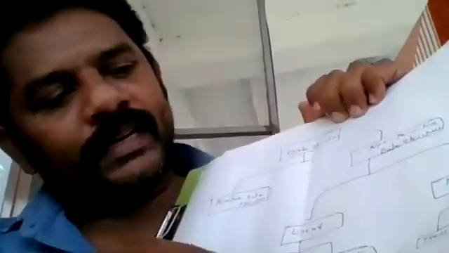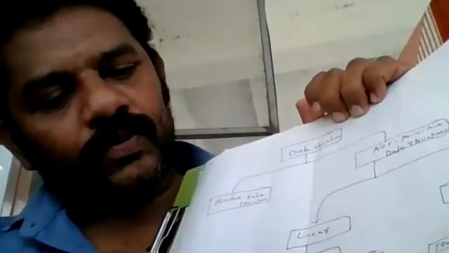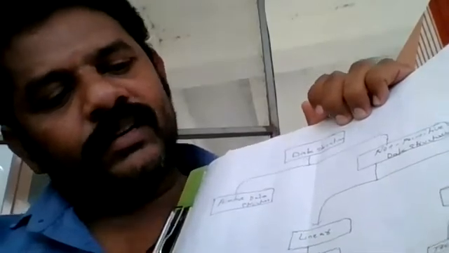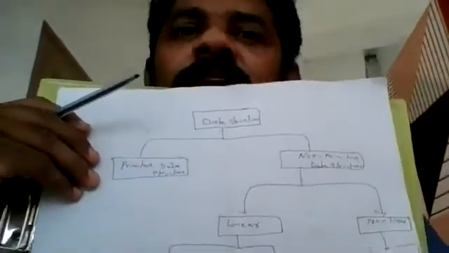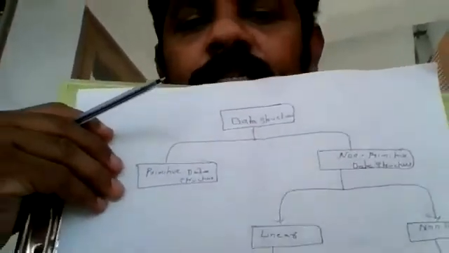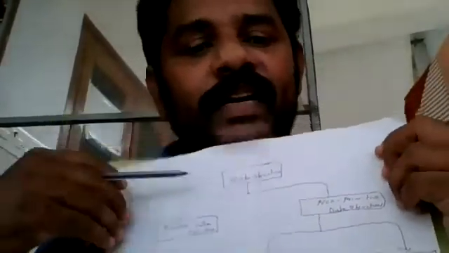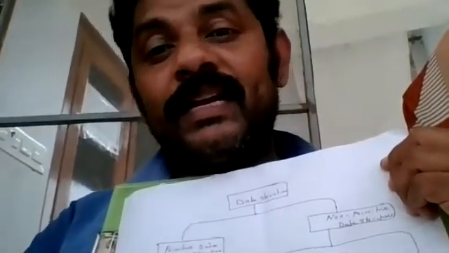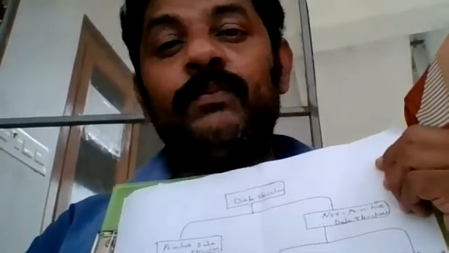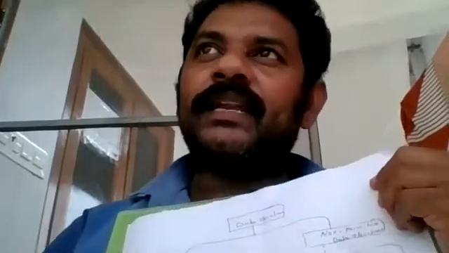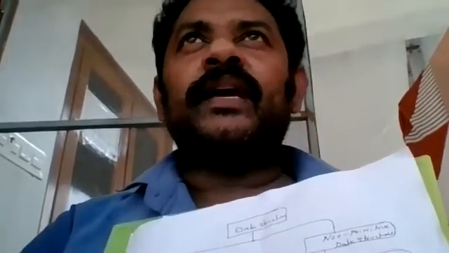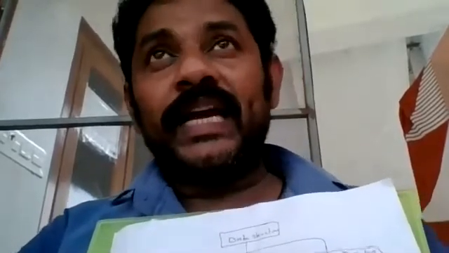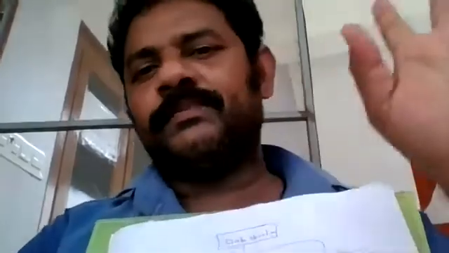Another example in dynamic data structures: linked list is clear, stack is clear, and also queues. What is a queue? A queue is also a data structure. A queue is a collection of items into which the items may be added or deleted at both ends. For example, in a railway reservation counter queue, a queue contains only 10 members.